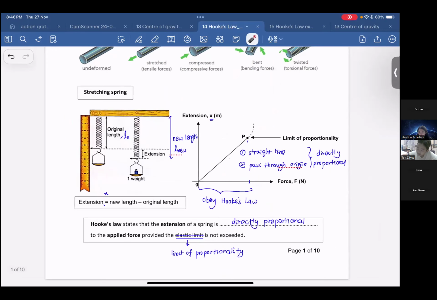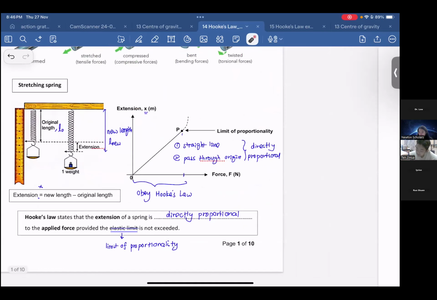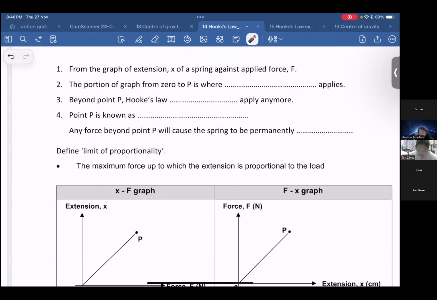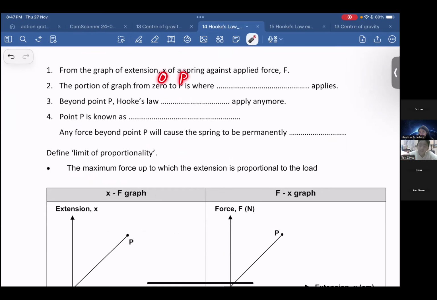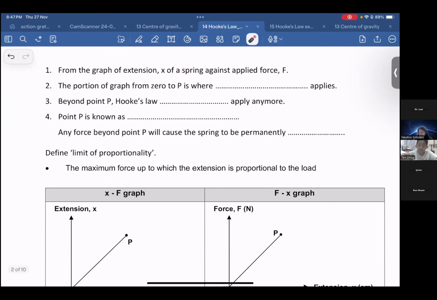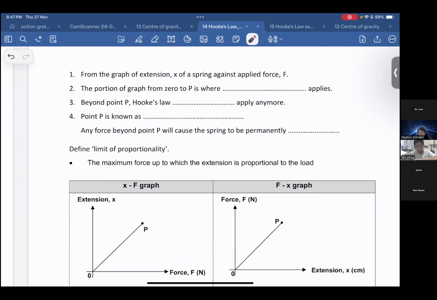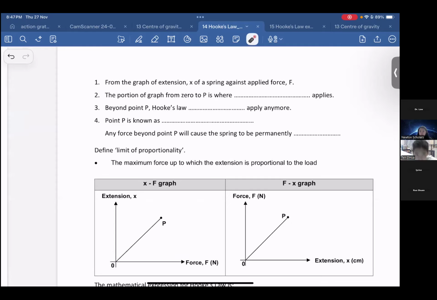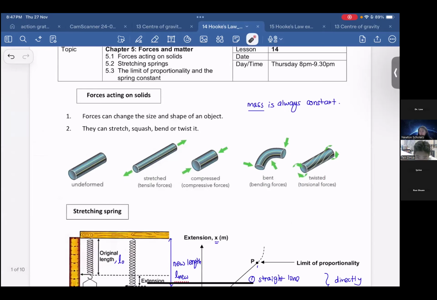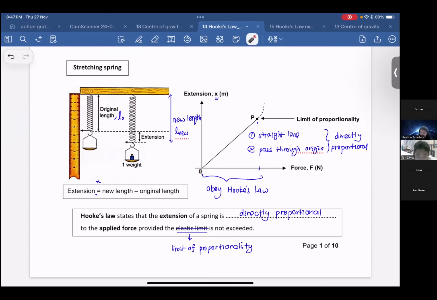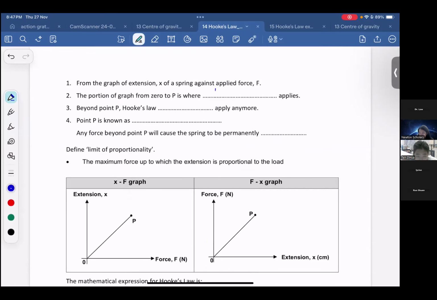Okay, from the graph of extension x against F, the portion of the graph 0 to P, that means this region. What applies in this region? Hooke's law applies. So we write down Hooke's law. Then after that, beyond the point P, Hooke's law does not apply anymore.